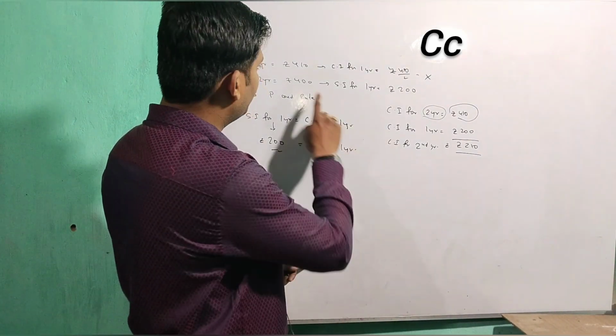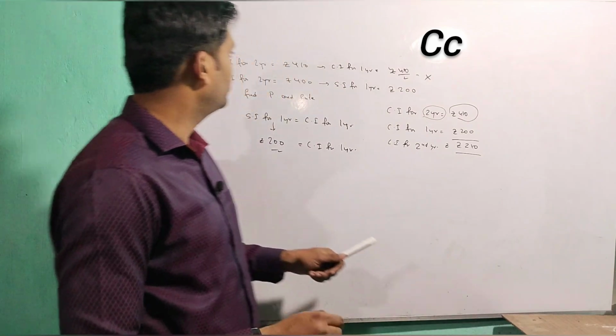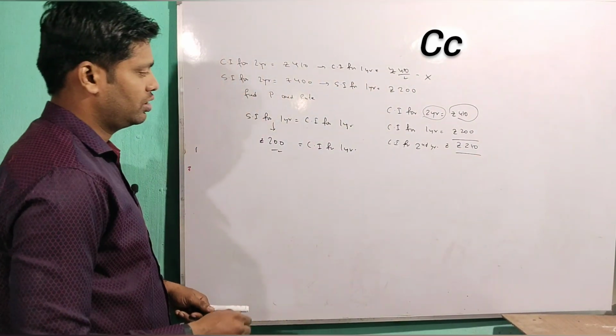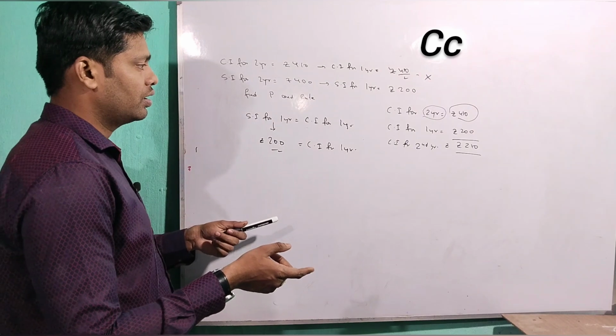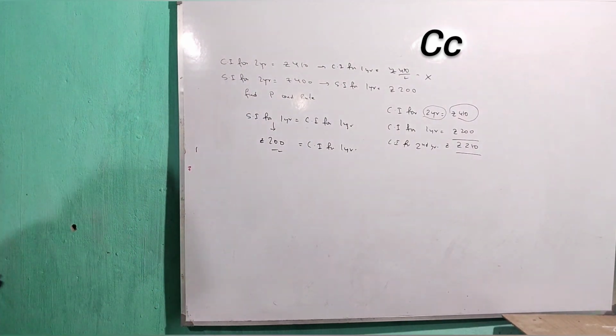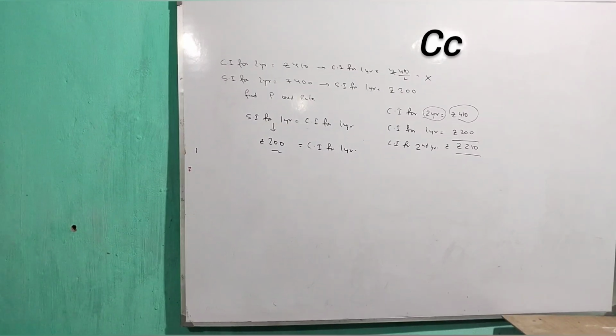Compound interest, simple interest for 2 years is 400, and simple interest for the second year is 200. But in case of compound interest for the second year, the compound interest for that particular second year is 210.